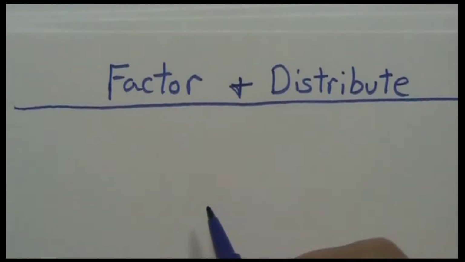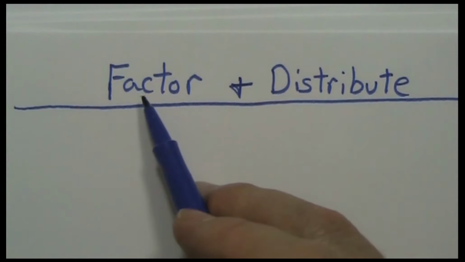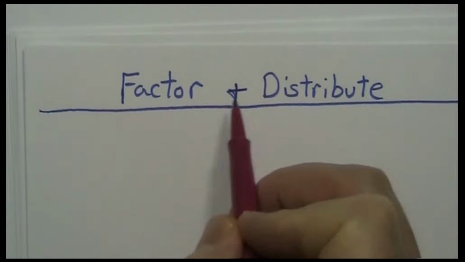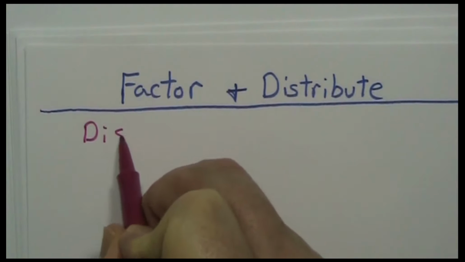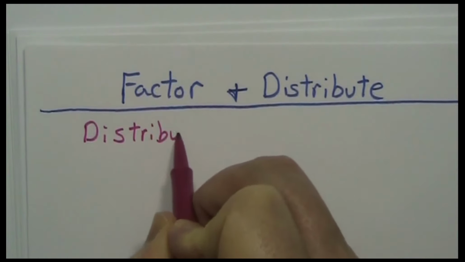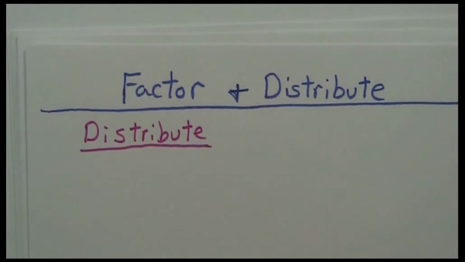Factor and distribute. You know, we have the distributive property and we have factoring. Factoring is like greatest common factor, for example. The title is Factor and Distribute, but I'm going to start with distribute first, because we're familiar with it.